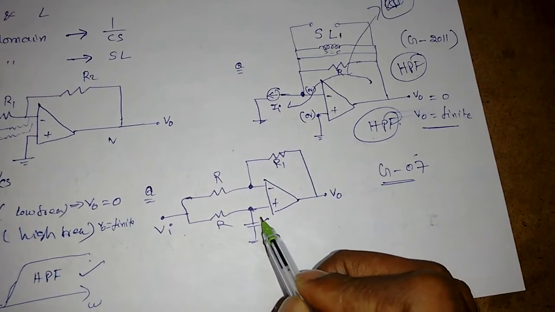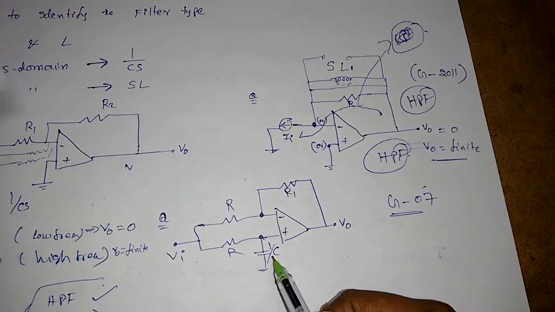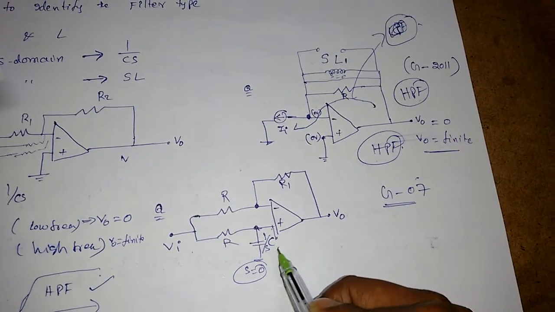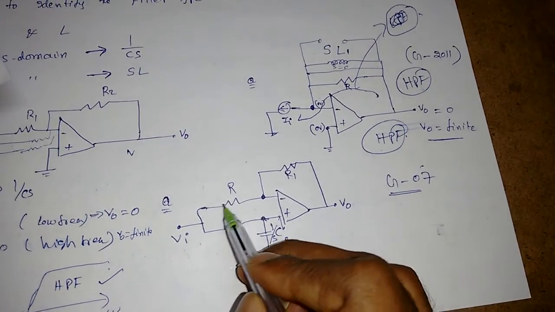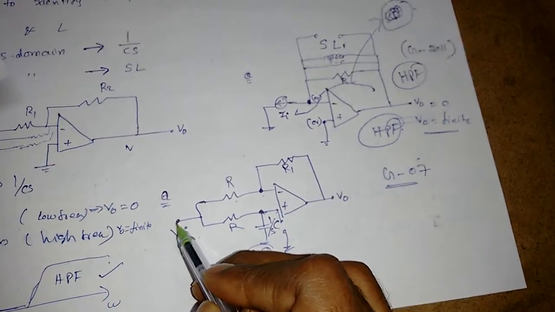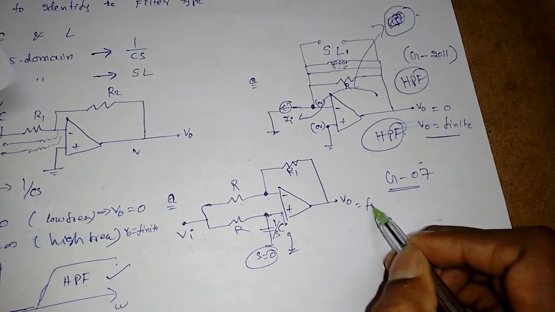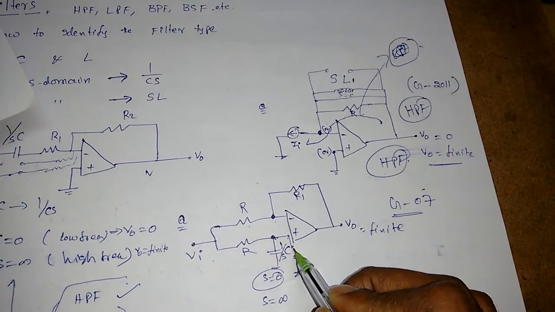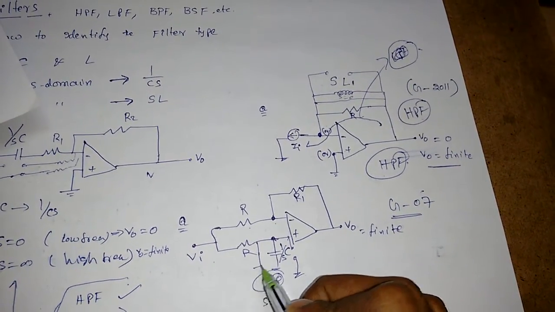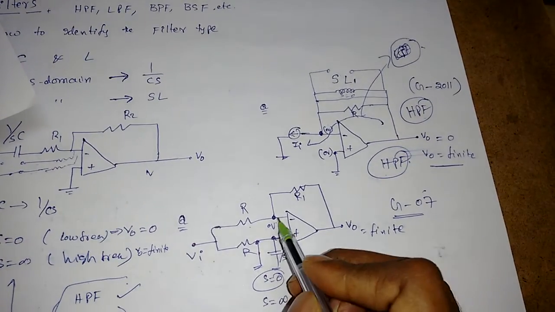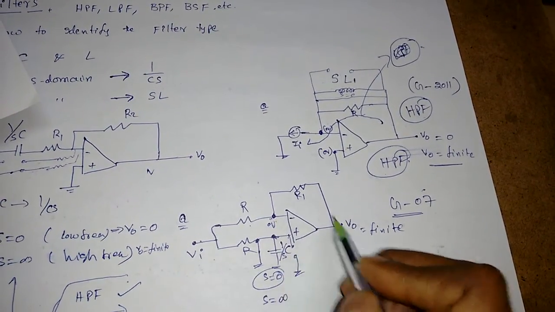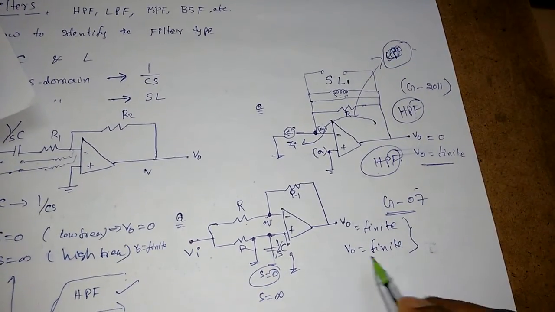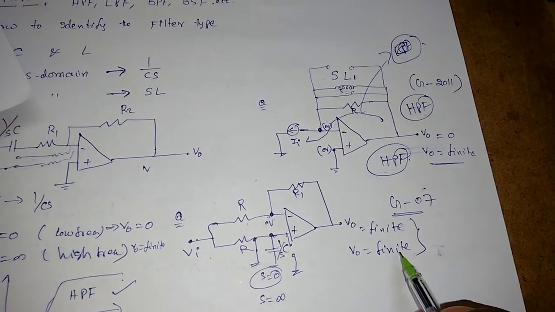Now again replace this capacitor with 1 by SC. When S is equal to 0, it will become an open circuit. So when this is open circuit, but there is a resistor through this VA, that means I will get V0 a finite value when S is equal to 0. When S is equal to infinity, it will become a short circuit, right? Still this is 0 volt, but 0 minus Vi by R, 0 minus V0 by R, still I will get a finite value. That means for all frequencies I am getting the finite value only.